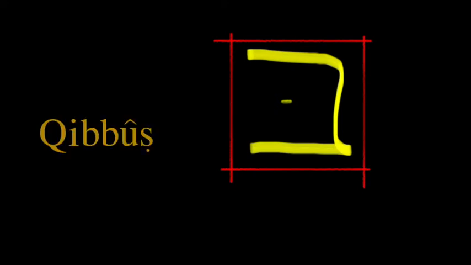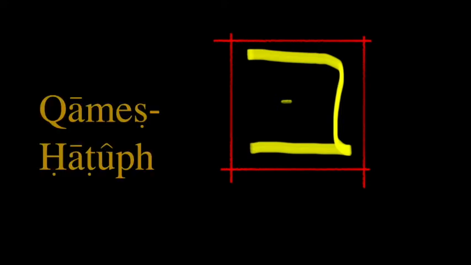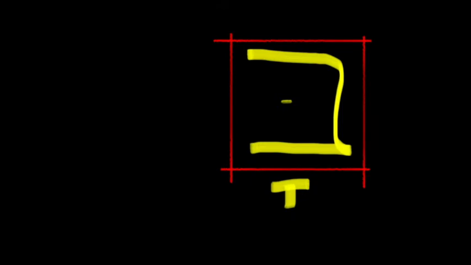The next short vowel is kibbutz, which is three dots in a diagonal line underneath the letter, and these are transliterated with the letter U. Kibbutz. Finally, the last short vowel is chametz chatuf, which is like a sort of stunted T underneath the letter. And you'll have gathered by now we're going through the English vowels. The last vowel is the letter O. That's chametz chatuf.